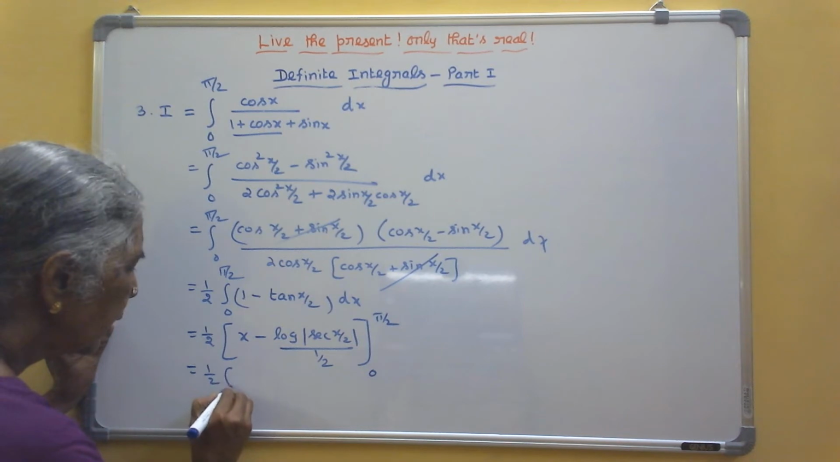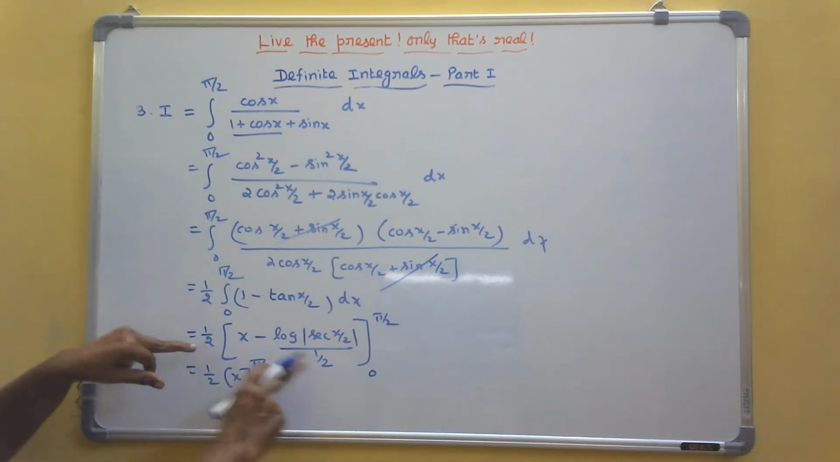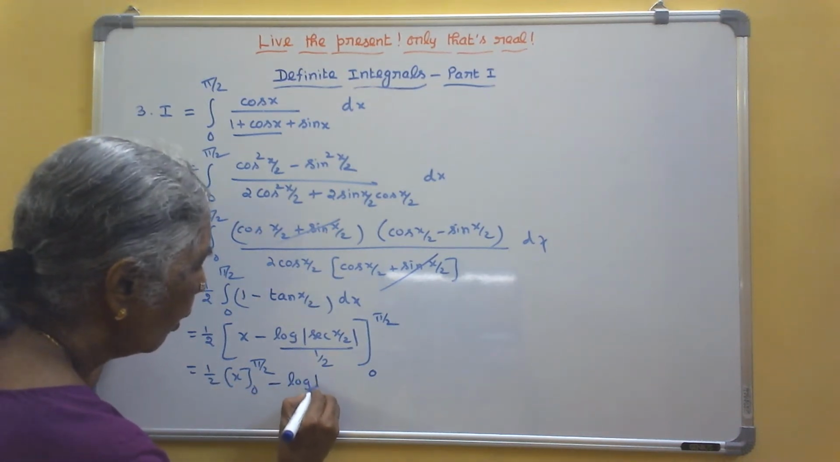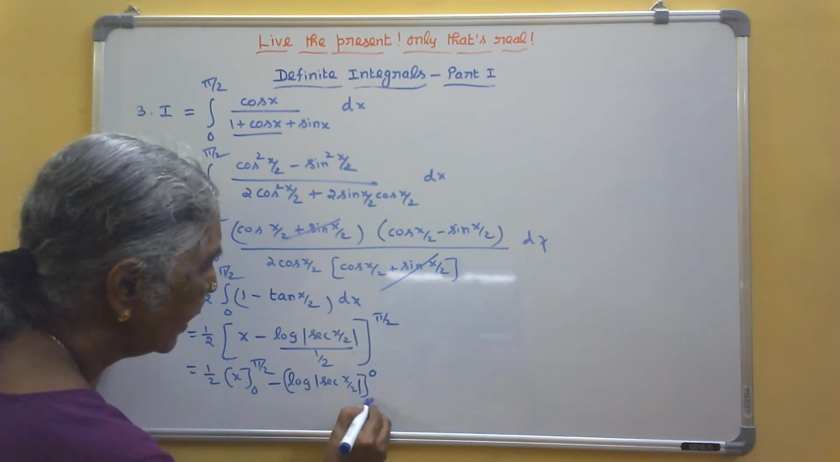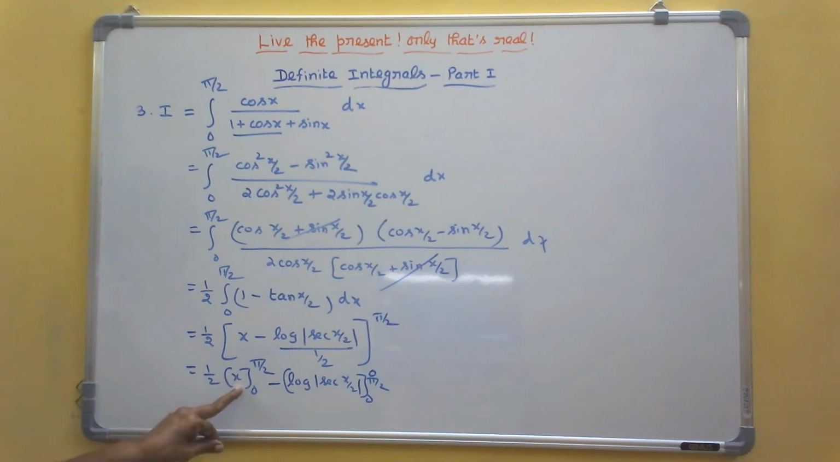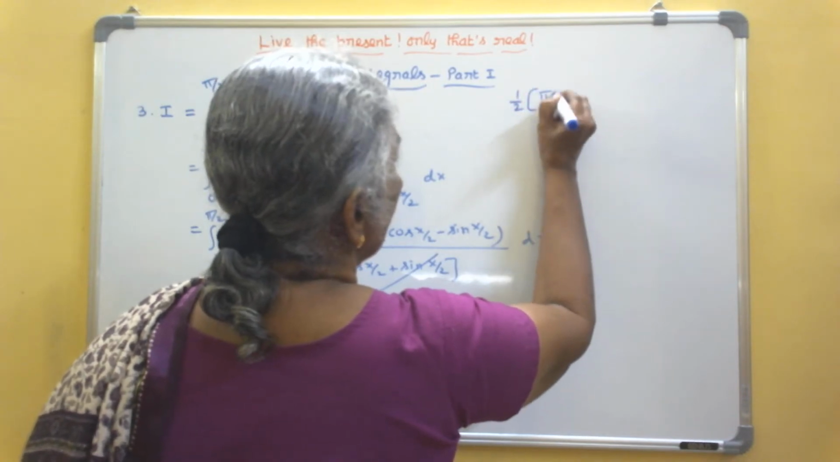So half x within 0 to pi by 2. This half and that half will get cut. So you will get minus log mod secant x by 2 within the limit 0 to pi by 2. So for the first term, the upper limit is pi by 2, the lower limit is 0. So you will be getting half into pi by 2.